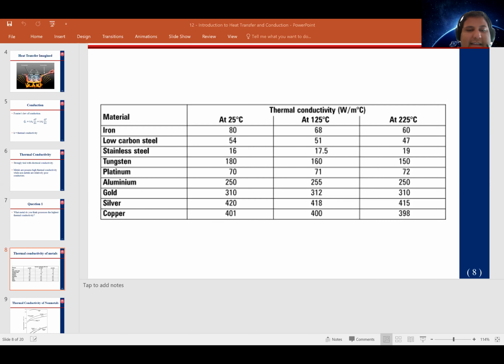Now there's only one other material that I can point to that has even higher thermal conductivity than copper and silver. And so the material with the highest outright.